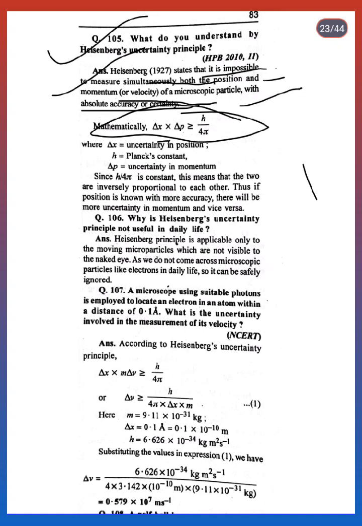Mathematically, delta x multiplied by delta p is greater than or equal to h over 4 pi, where delta x is the uncertainty in position, delta p is the uncertainty in momentum, and h is the Planck constant. Since h over 4 pi is constant, the two are inversely proportional to each other, and thus if the position is known with more accuracy, there will be more uncertainty in momentum and vice versa. So it shows that if one is accurate, then the other shows uncertainty. Similarly vice versa.